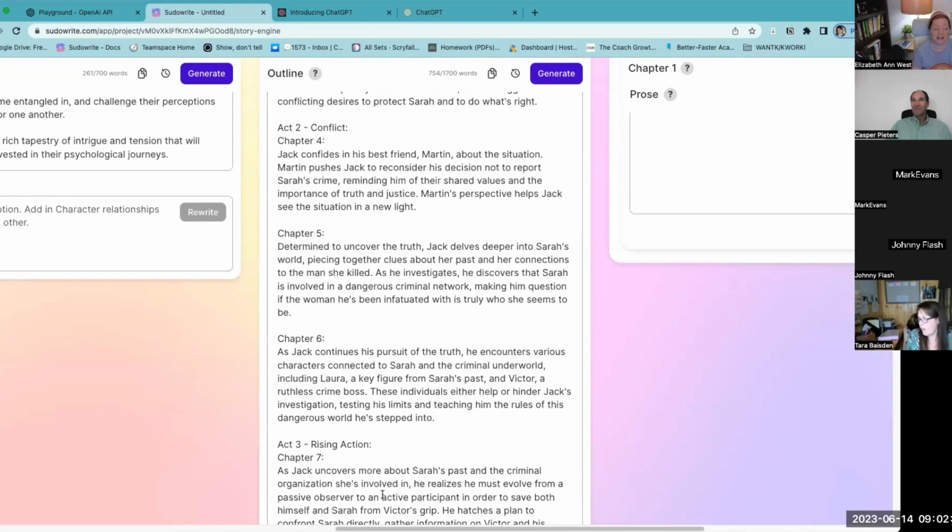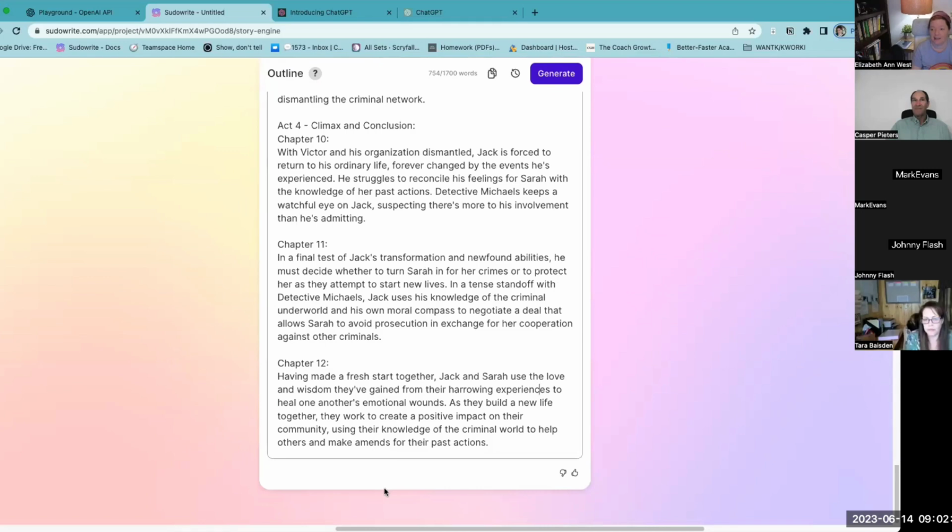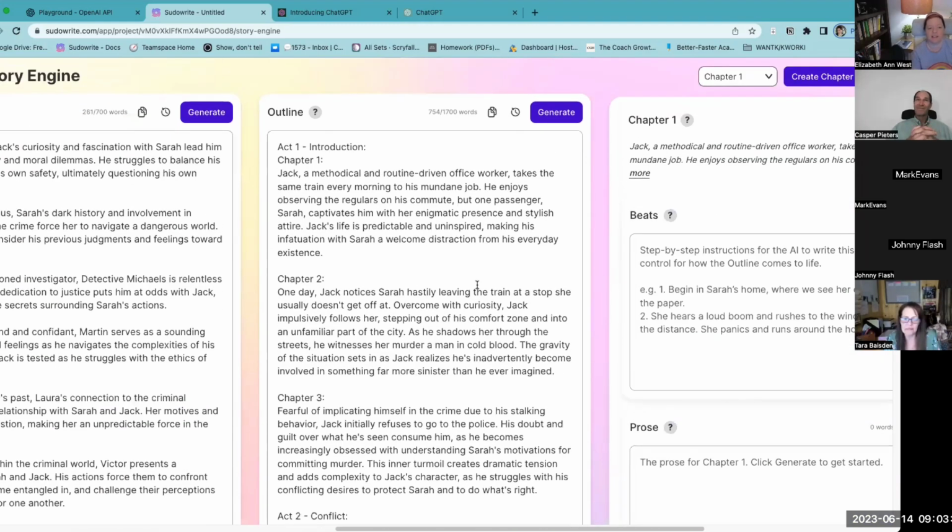I hadn't even thought about that until chapter 11, where I read that he's going to somehow negotiate with Detective Michaels. One downside is that there's no way for me to fix the outline with just that little bit of information, to say, hey, rewrite this outline, keep everything, but just make Jack a low-level defense attorney at some big law firm. But that feature is coming actually, so that's the good news. But those are some of the things that I would do.